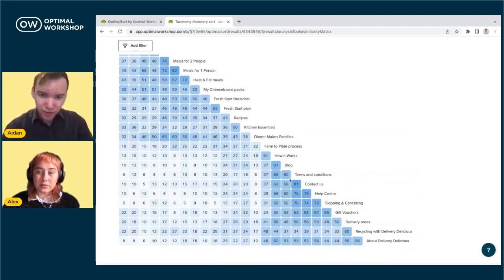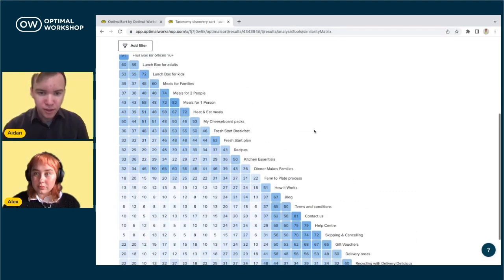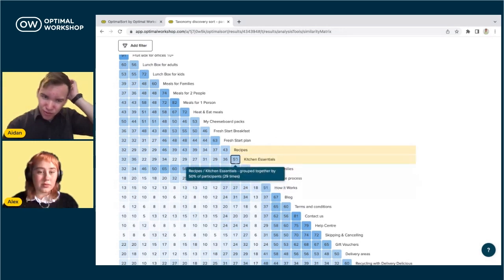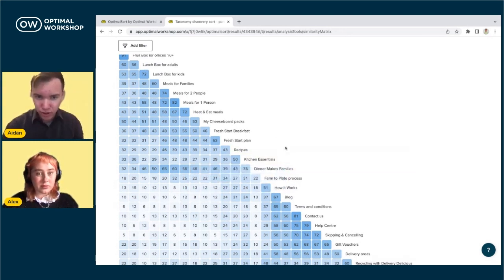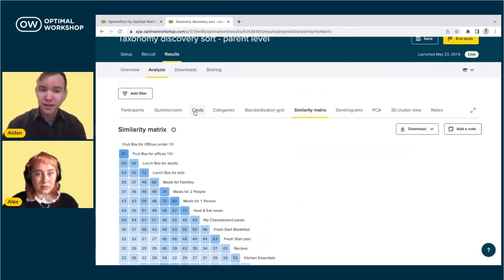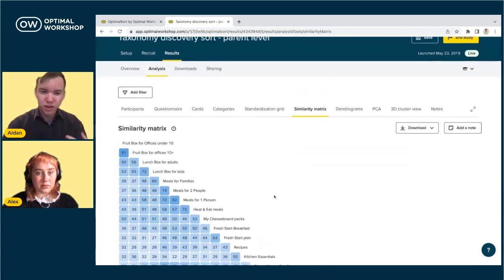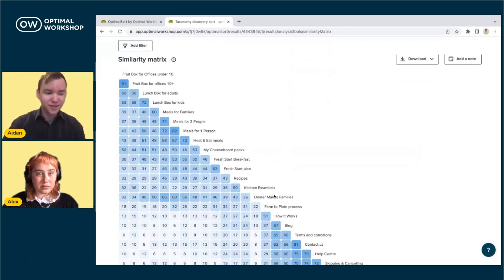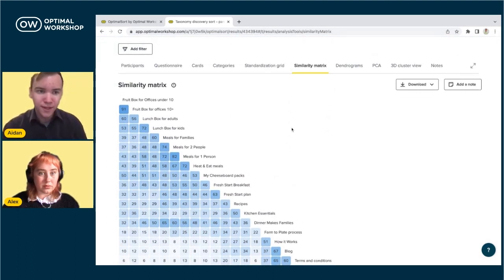That's some interesting insight in terms of some of these contact us, help center, skipping and canceling cards as well. We also have a bit of ambiguity here around kitchen essentials and dinner makes families. And some of these cards aren't really grouped with anything the majority of the time, it would seem. So that might prompt us to go back into some of those cards and categories tabs and see, okay, when it was grouped in places, what were those labels used? That would be really interesting to know.